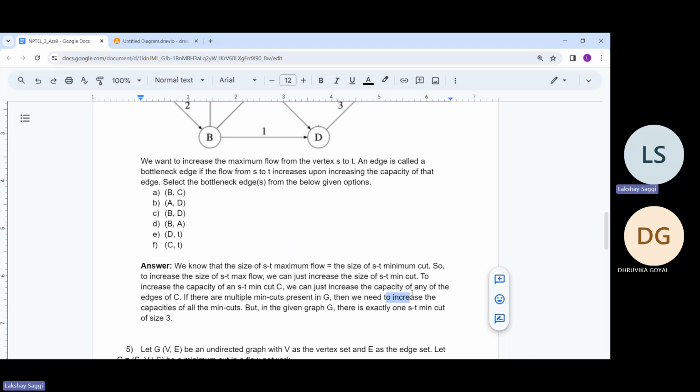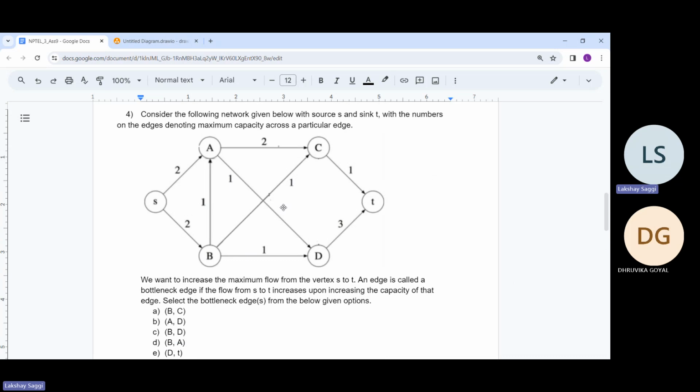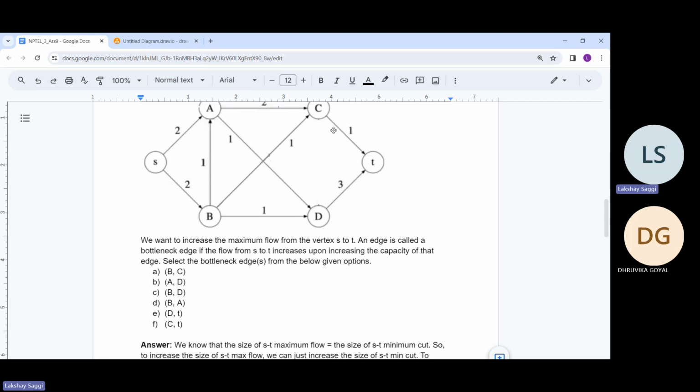But what I've told you is a smarter technique: look at all the min cuts and increase the capacity of any of the edges. Here there's a catch that there can be multiple min cuts, so we need to increase the capacity of all min cuts. But in this graph, you have a very special property that there's exactly one SG min cut of size 3. So we just need to increase the capacity of any of these edges. You can verify yourself later that AD, BD, and CT are the only edges on increasing whose capacity the graph will have a higher maximum flow.